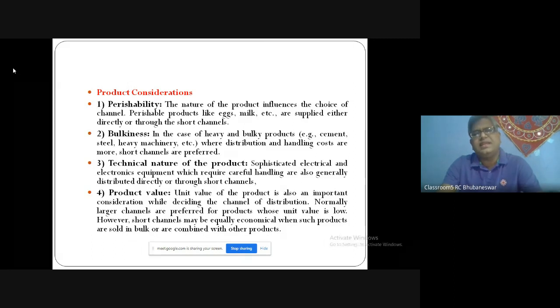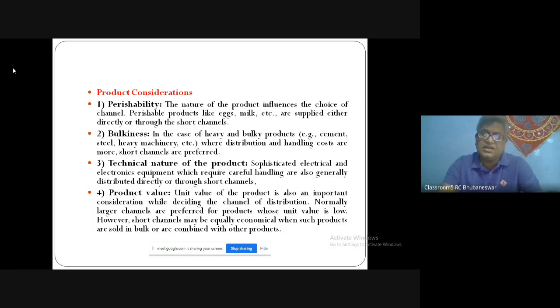And the bulkiness of the product: heavy or bulky products like cement, steel, and heavy machinery have more distribution cost, and short channels are preferred. For example, in the technical nature of a product, you must carefully handle the particular product. Suppose medical devices can be sent from the manufacturer to the customer. Who is the customer? Hospitals are the customer.